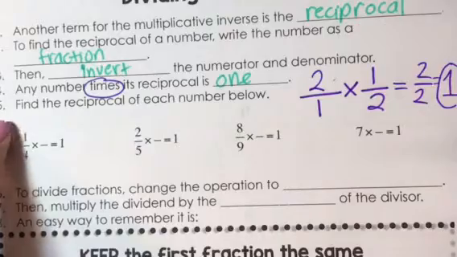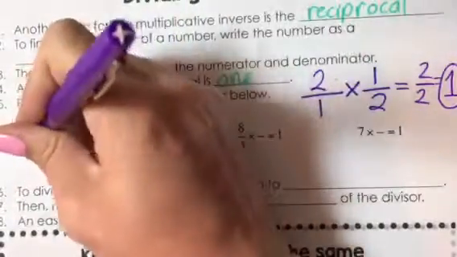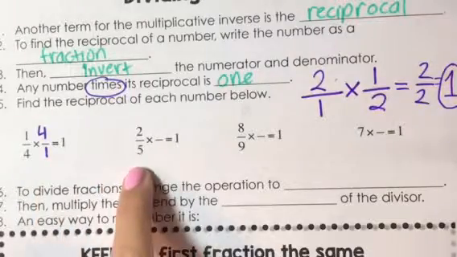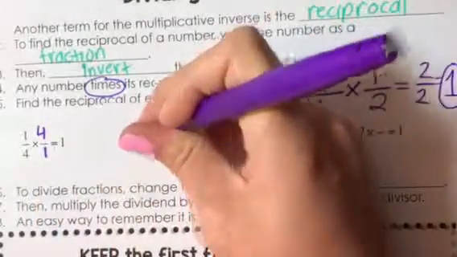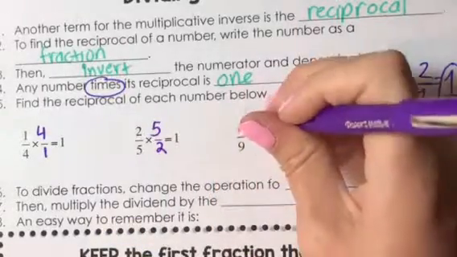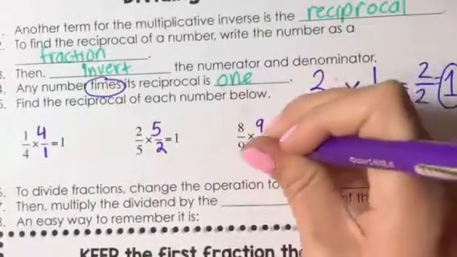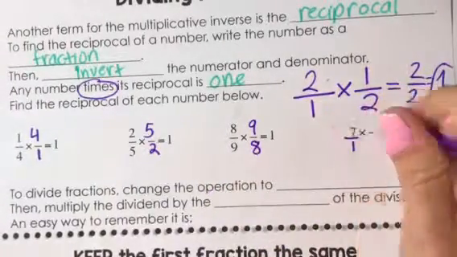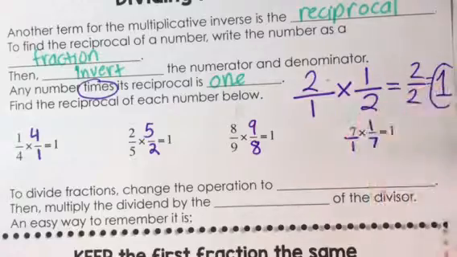So 1 over 4 times 4 over 1. We'll simplify to 1. This reciprocal would be, you guessed it, 5 over 2. This reciprocal, I have to invert it, would be 9 over 8. And 7, oh, that's a whole number. I have to make it a fraction first and then flip it, 1 over 7.